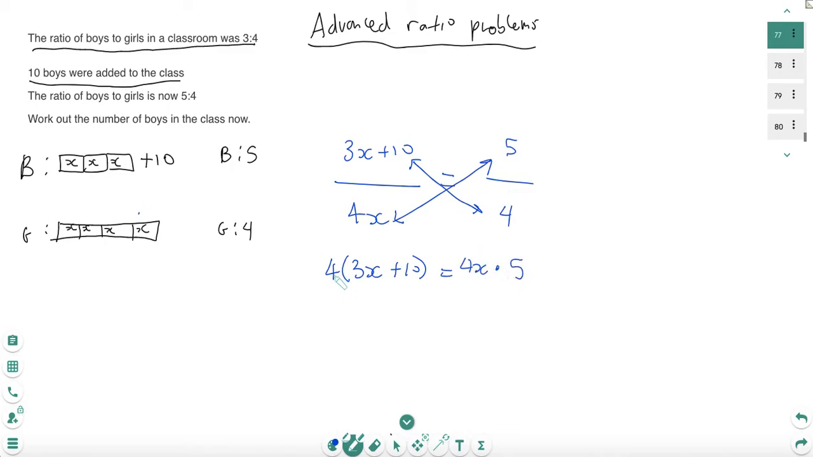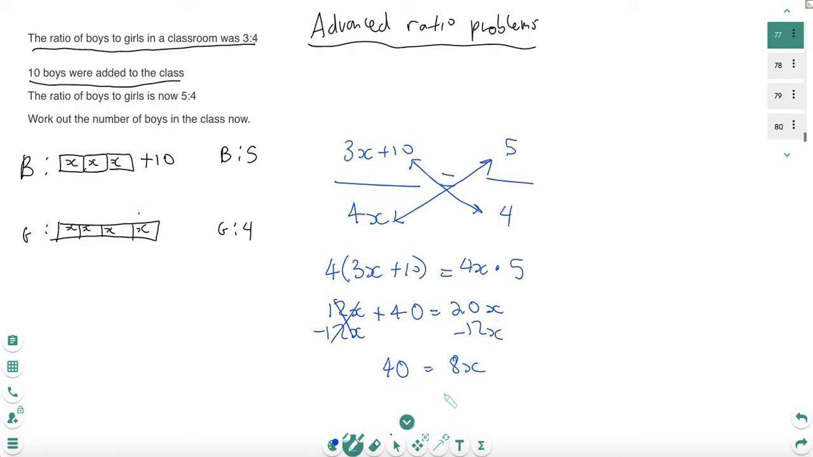Let's expand the brackets. 4 times 3x is 12x. 4 times 10 is positive 40. 4x times 5 is 20x. Okay, there's unknowns on both sides. Let's get rid of one of them. I'm going to get rid of the smaller one. So I'm going to subtract 12x. Subtract 12x. Boom. 40 is equal to 20x minus 12x is 8x.